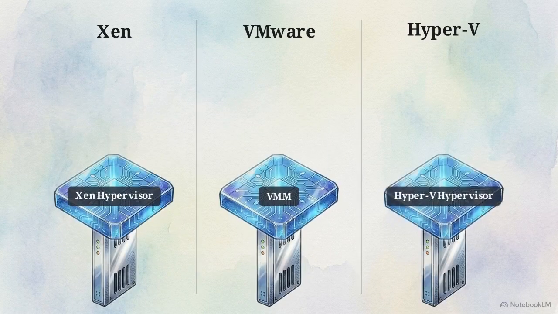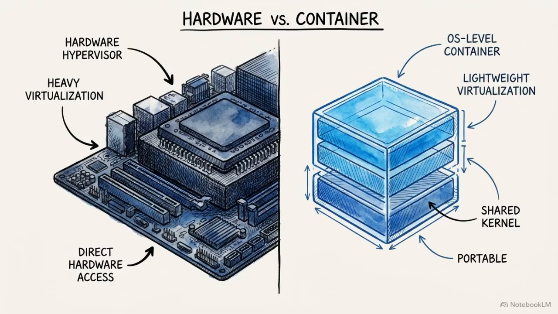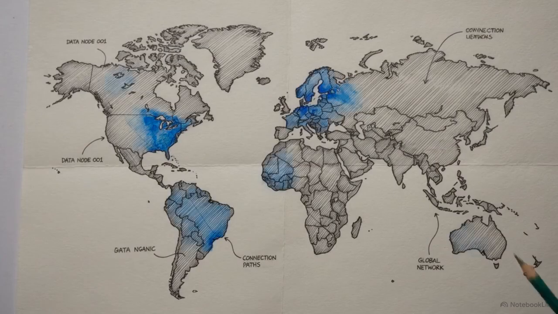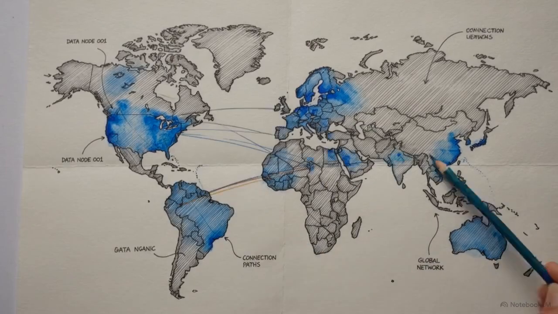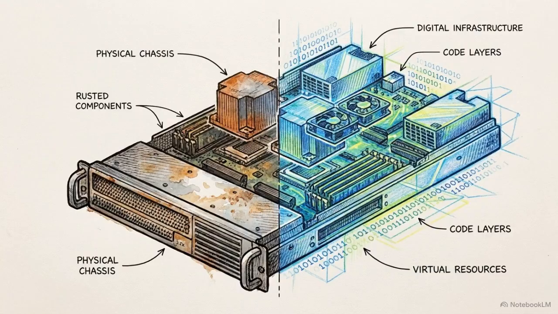To navigate these trade-offs, you must know the exact structural layouts of Xen, VMware, and Hyper-V, and be able to clearly articulate the difference between a hardware hypervisor and an OS-level container. Virtualization is the engineering blueprint that physically allows the modern internet to scale. By abstracting the hardware, we turned the limitations of metal and silicon into the flexibility of code.